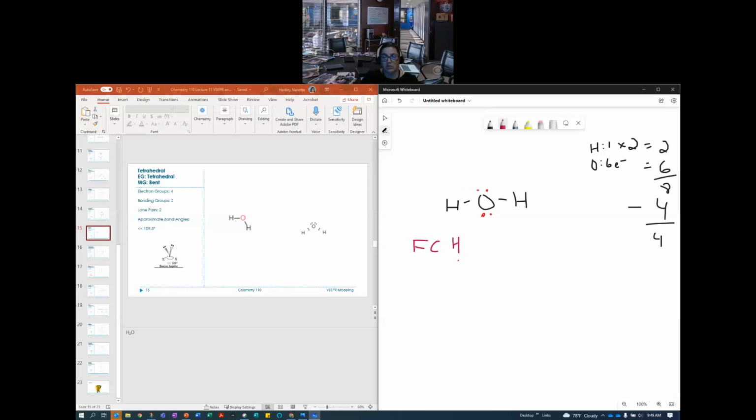H and O. H should have 1 electron. We subtract half of the bonding electrons. There are 2 of them. There are no lone pairs. So that's going to be 0. My oxygen should have 6. I subtract half of the 4 from the 2 bonds. And then I subtract my 4 in the lone pairs, and that gives me 0.